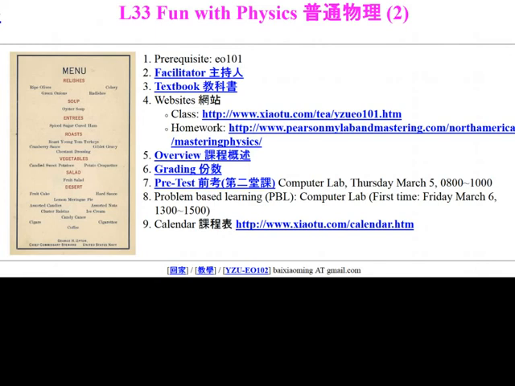First of all, the prerequisite. This is the second course in physics. So the prerequisite for this course is last semester's EO 101. The marking this semester will also be very similar to the way in which we presented the marking last semester.